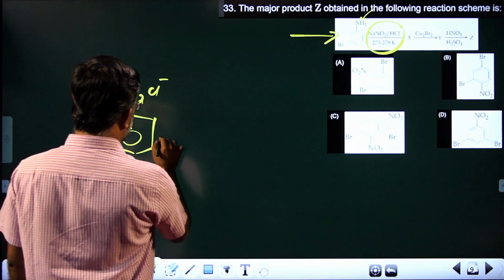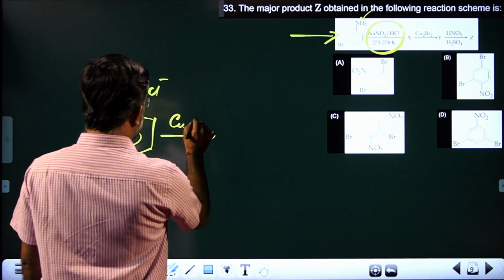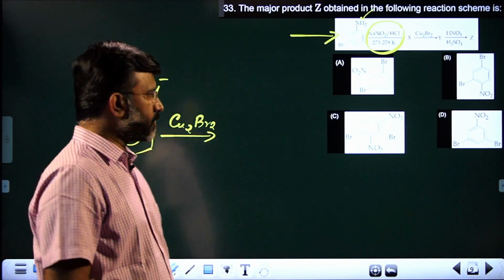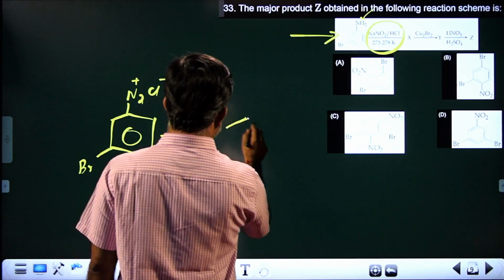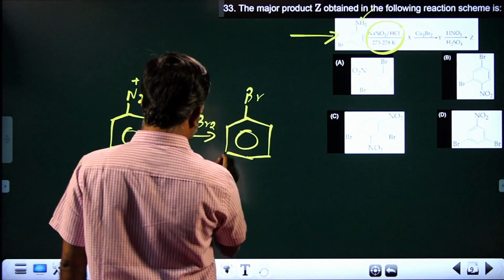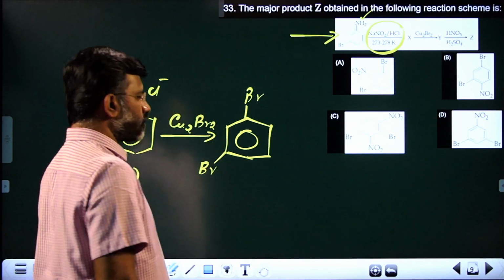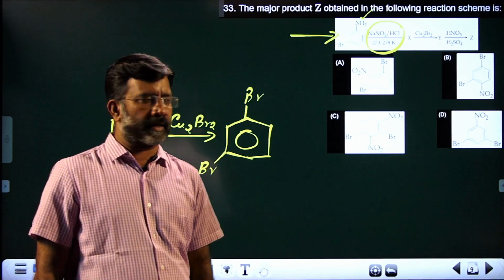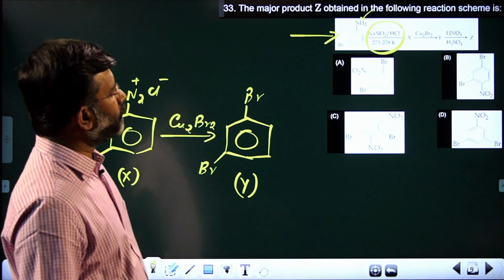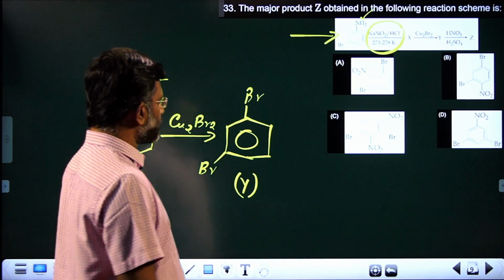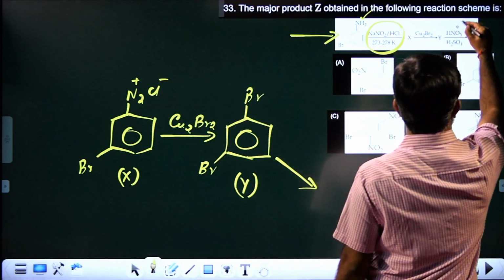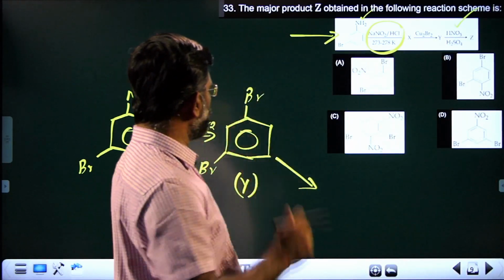Now it is treated with cuprous bromide, Cu2Br2. That is Sandmeyer's reaction, and the result is Y. There comes bromine, and already there is a bromine here. So we got metadibromobenzene. This is Y. Now that is treated with the nitration mixture, concentrated nitric acid and concentrated sulfuric acid. So there will be nitration.